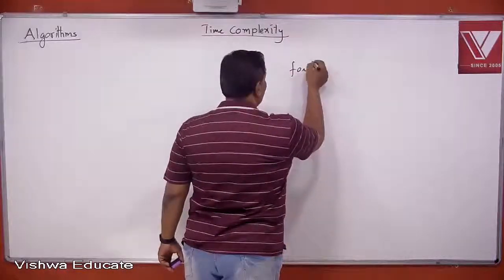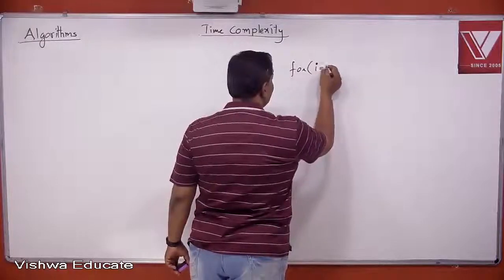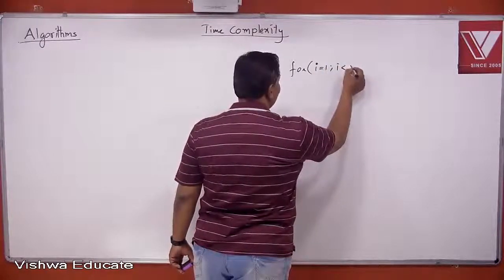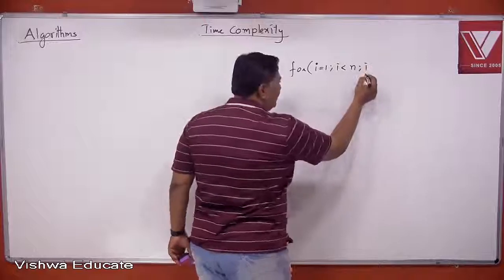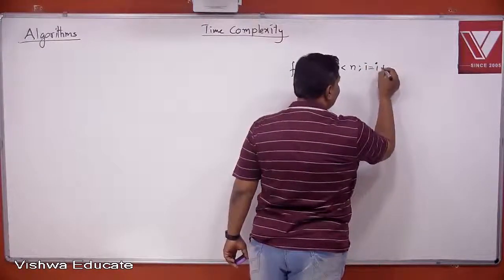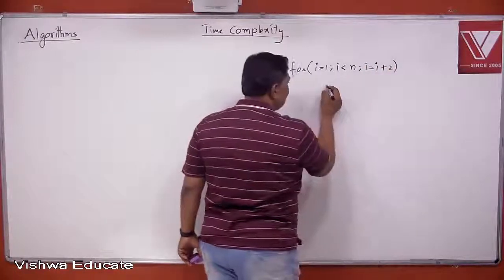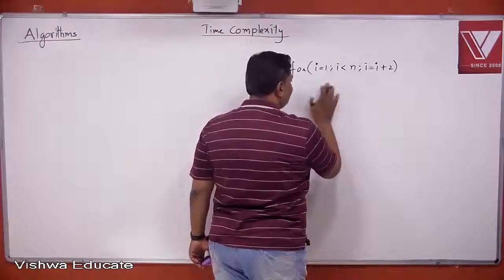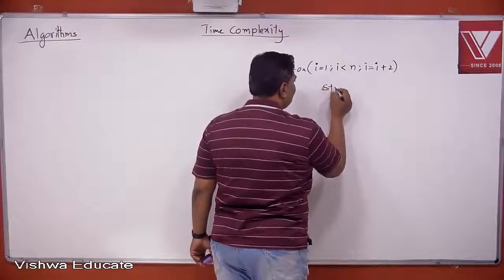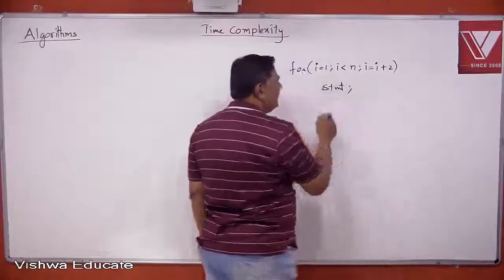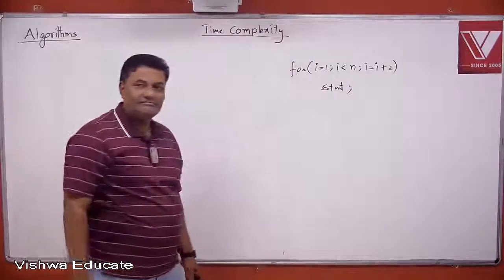Here I will write some code: i assign 1, i is less than n, i assign i plus 2, and count, or let us say statement. Now how many times will this execute?